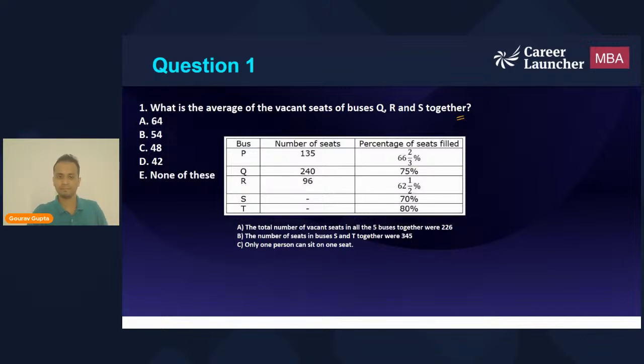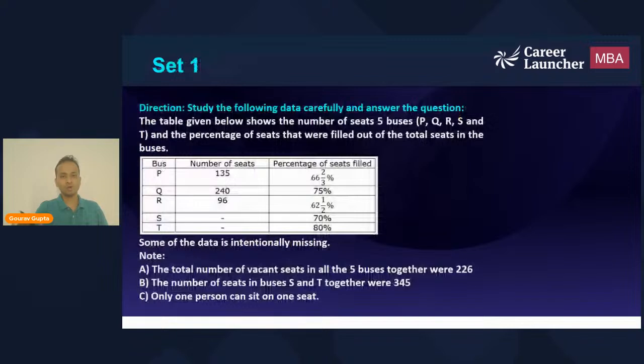All right. Now I'll go back to these calculations. So all of you now be careful and be attentive and listen to whatever I'm saying. Okay, now let's try to make these calculations easy. Now the data that is given to us is the table given below shows the number of seats of 5 buses P, Q, R, S and T and the percentage of seats that are filled out of the total seats in the buses. So for bus P, the total number of seats is 135, okay, out of which some percentage of seats are already filled and hence the remaining seats will be vacant.